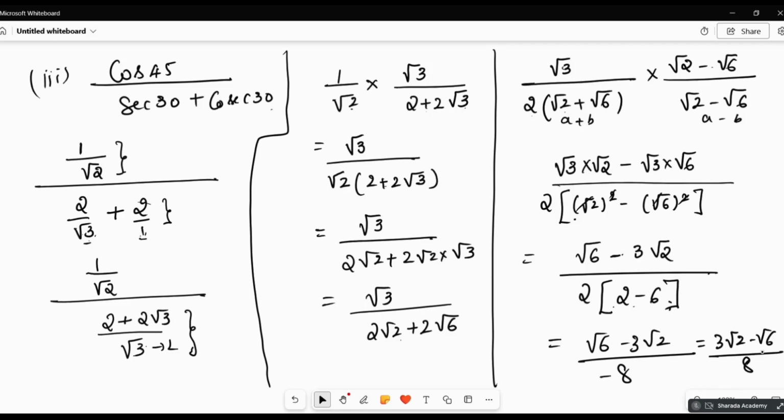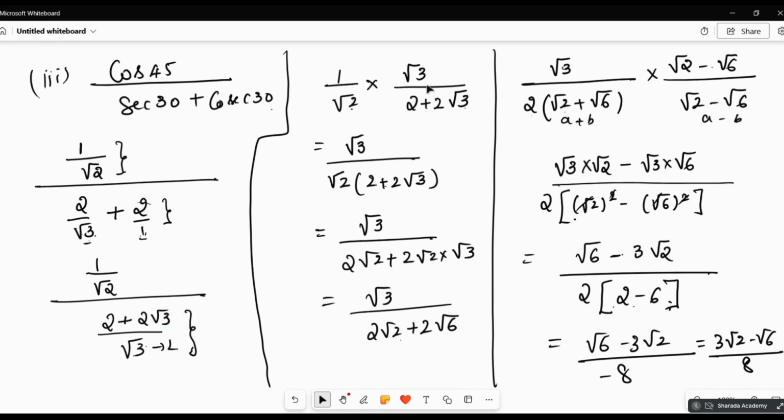Listen here once. First what we did, this was the numerator. This is the denominator which I have to simplify. So I took the LCM here. Then LCM by denominator, I got 1. 1 I will multiply with the numerator. Similarly here, LCM by denominator, I will get root 3. Root 3 I will multiply with 2. So I will get 2 root 3. Okay, so this is the denominator portion.